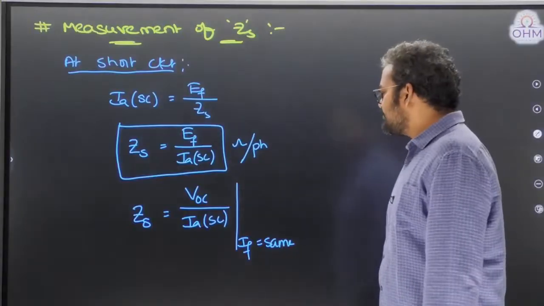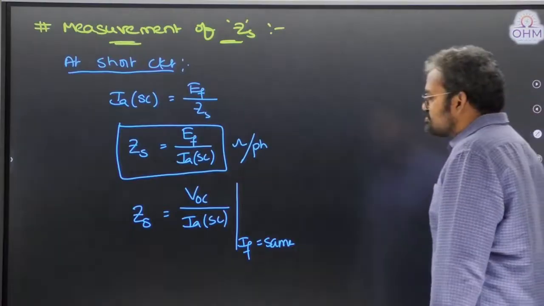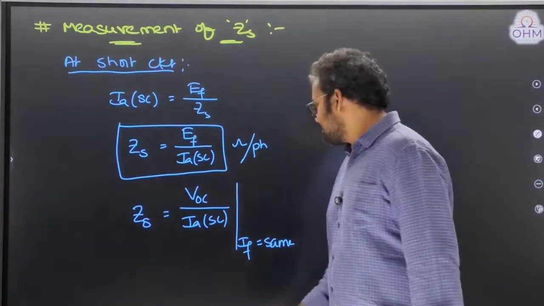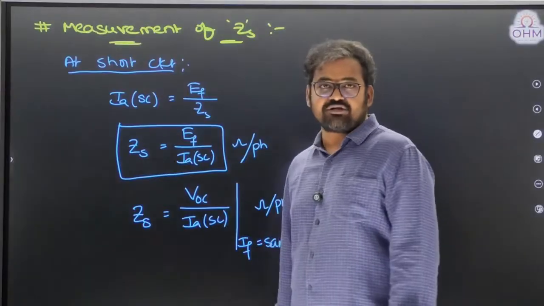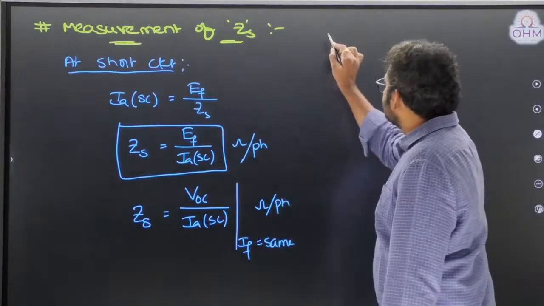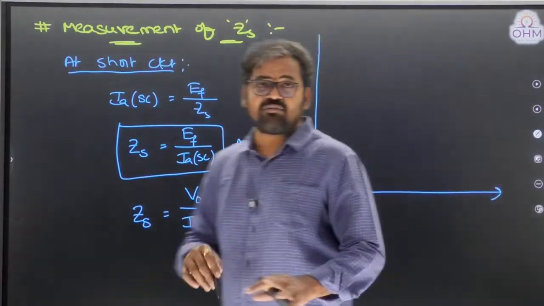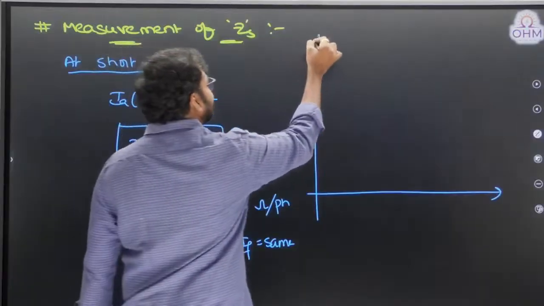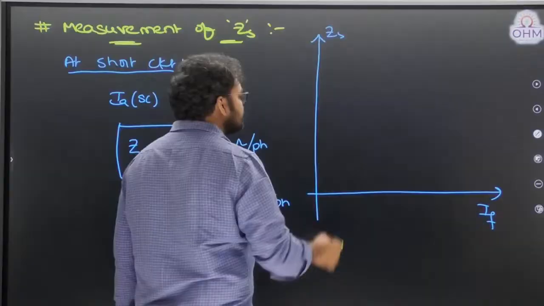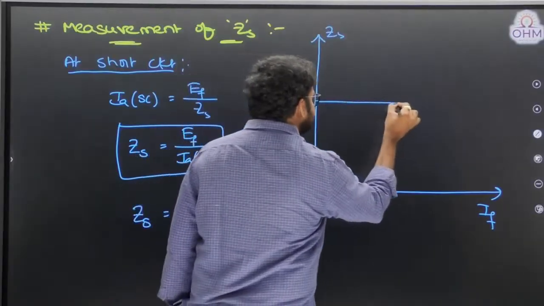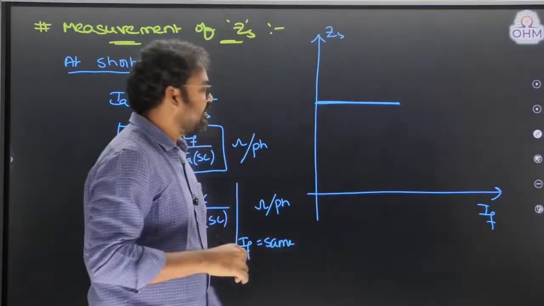So what is the formula for synchronous impedance? It is the ratio of open circuit terminal voltage to short circuit armature current, and the unit will be ohm per phase. Got it? And if you draw a curve, I'm not doing the derivation directly, I'm drawing the curve. If you draw a curve for synchronous impedance with respect to field current, initially synchronous impedance is a constant value up to the saturation point.